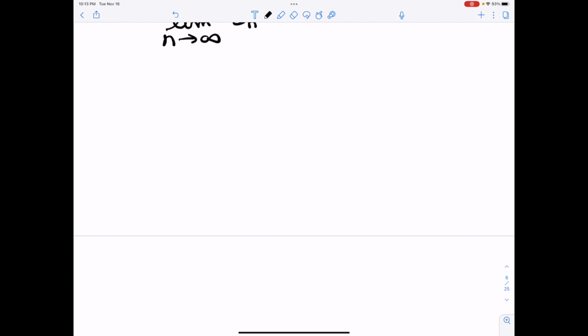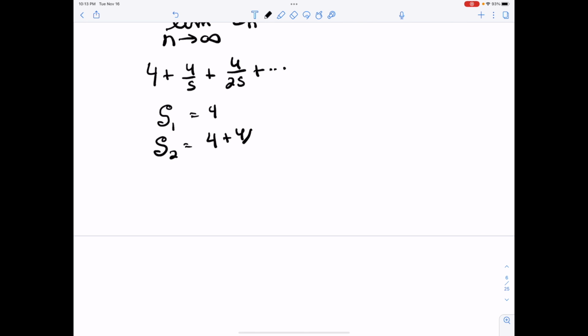So what if you had a sequence that looked like this? 4 plus 4/5 plus 4/25, etc. Well, you see that it starts at 4. And then S sub 2, you add 4 and 4/5, you get 4.8. S sub 3, let's see here, I'm going to need to do a little math on my calculator. 4 divided by 25 plus 4.8, and I get 4.96. And I could keep going.